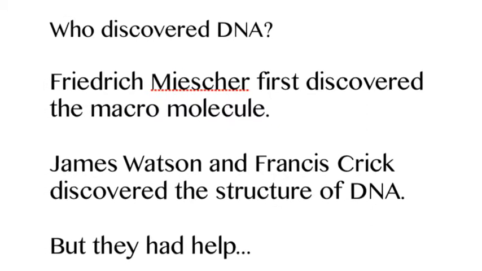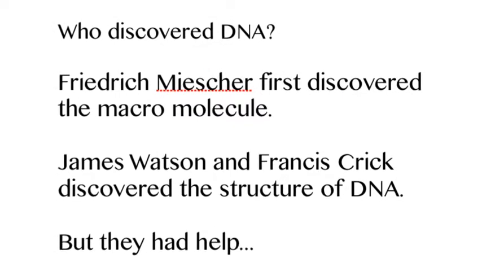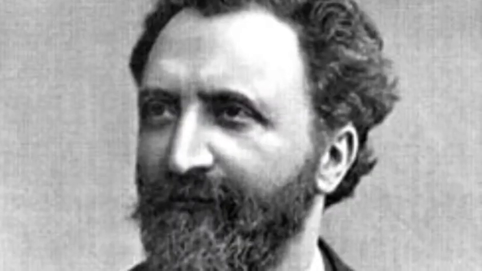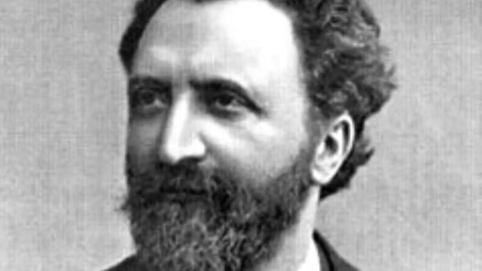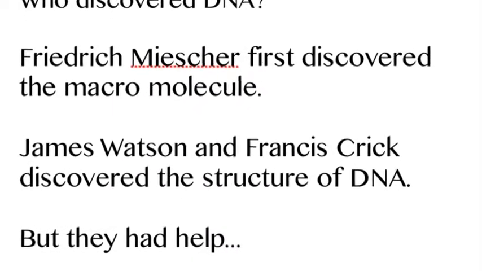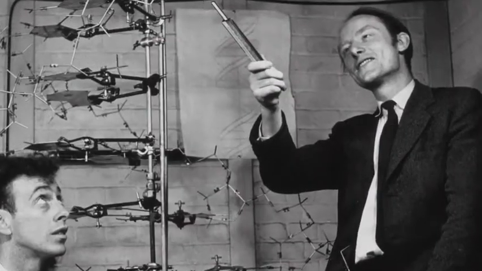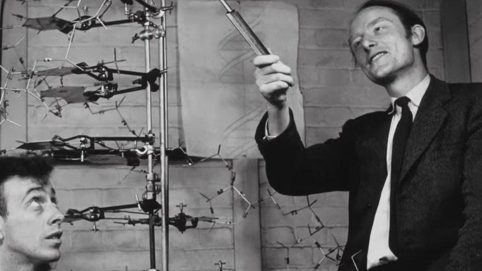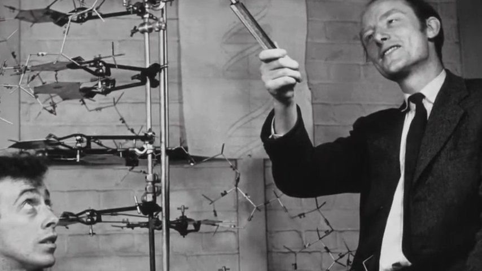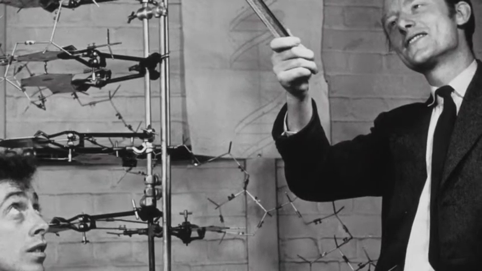So who discovered DNA? Well, Friedrich Miescher first discovered the macromolecule, but James Watson and Francis Crick are the ones credited with finding the shape. So here's Friedrich, and he figured it out, but nobody really knew what it was or what it did. Watson and Crick knew that it was responsible for making proteins, but they didn't know the structure. Watson's here on the left and Crick's on the right, and they figured out the structure together.